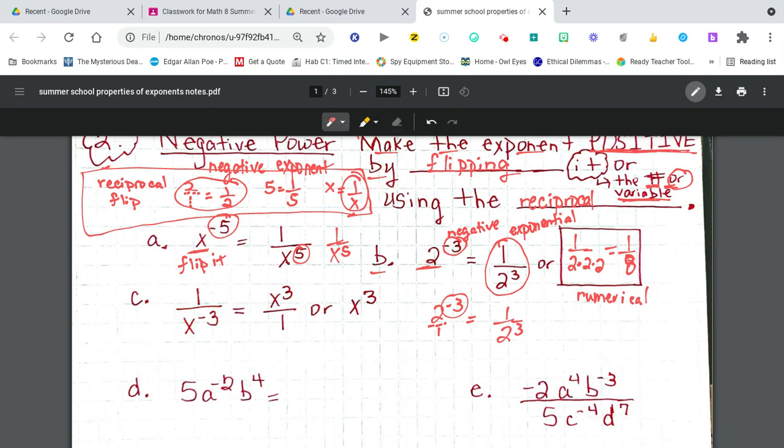All I did when you flip is switch these out. The x goes to the top and the 1 goes to the bottom. But negative 3 becomes positive 3. But x to the third power over 1 is just x to the third power, just like 5 over 1 is just 5. So x to the third power over 1 is just x to the third power.